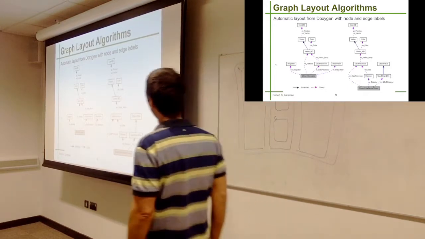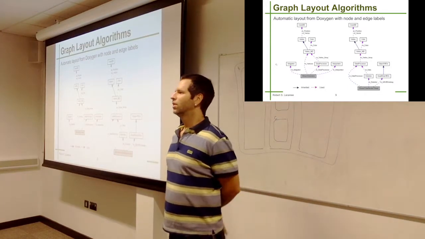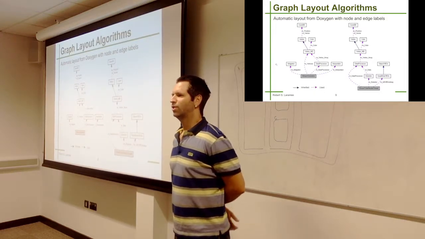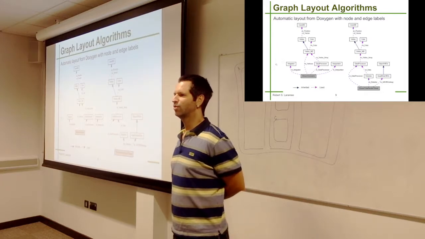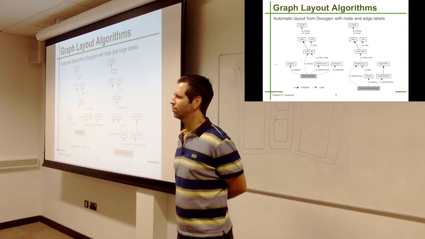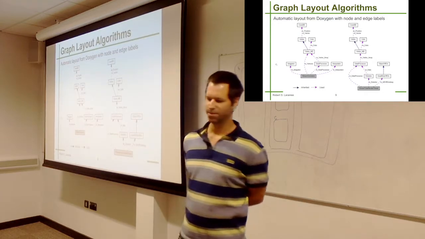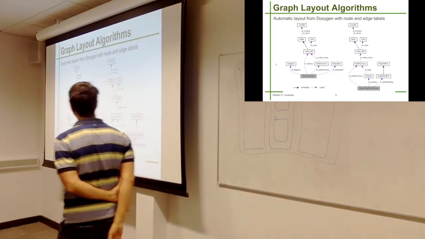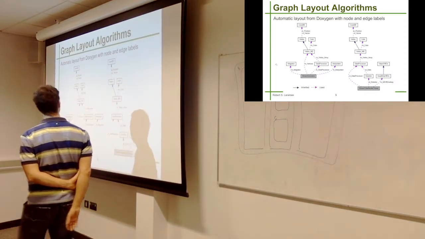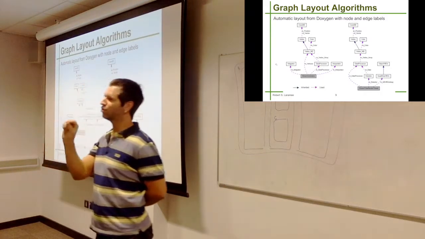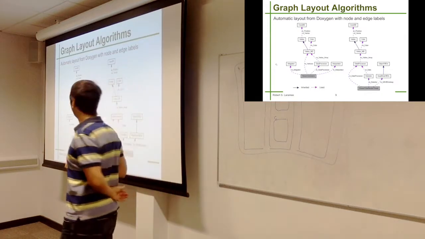Anybody ever seen this one before? Nobody saw this from their software engineering module? Did anybody do a software engineering module and then use Doxygen for their software comments? Anybody ever heard of Doxygen? Okay. This is another automatic graph layout algorithm from a tool called Doxygen, which is a tool you use to comment your source code and document your source code.